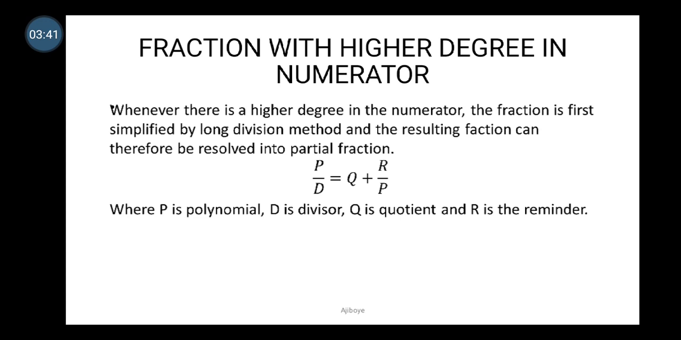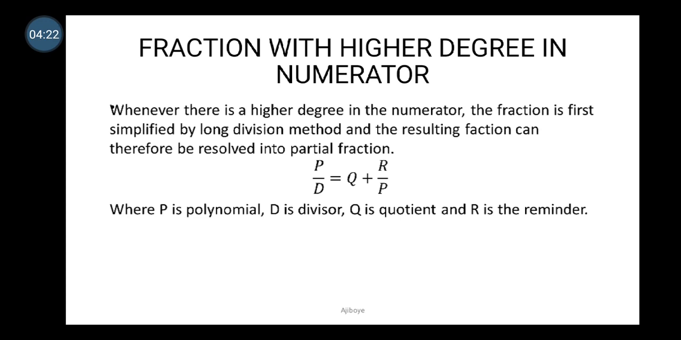Fraction with higher degree in numerator. Whenever there is a higher degree in the numerator, the fraction is first simplified by the long division method, and the resulting fraction can therefore be resolved into partial fractions. Generally, if polynomial p is divided by a divisor d, the result will be equal to quotient q plus r over d, where d is the divisor anyways. Okay, so p is the polynomial, d is the divisor, q is the quotient, and r is the remainder.